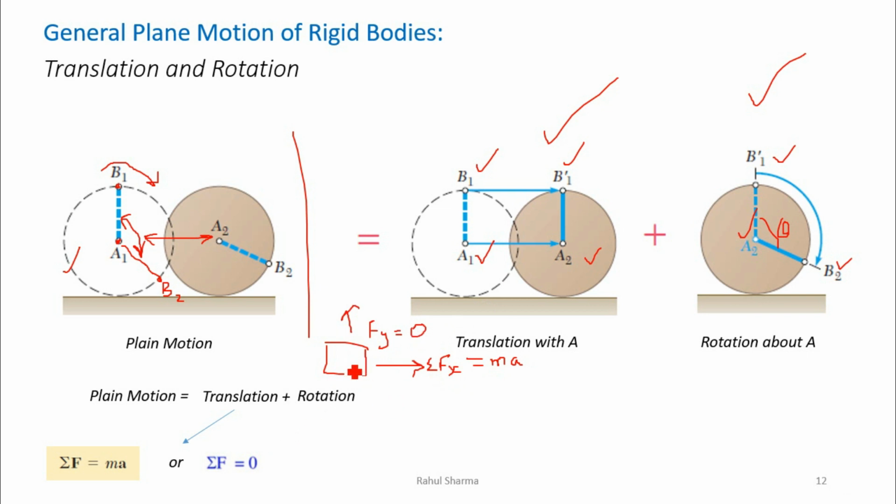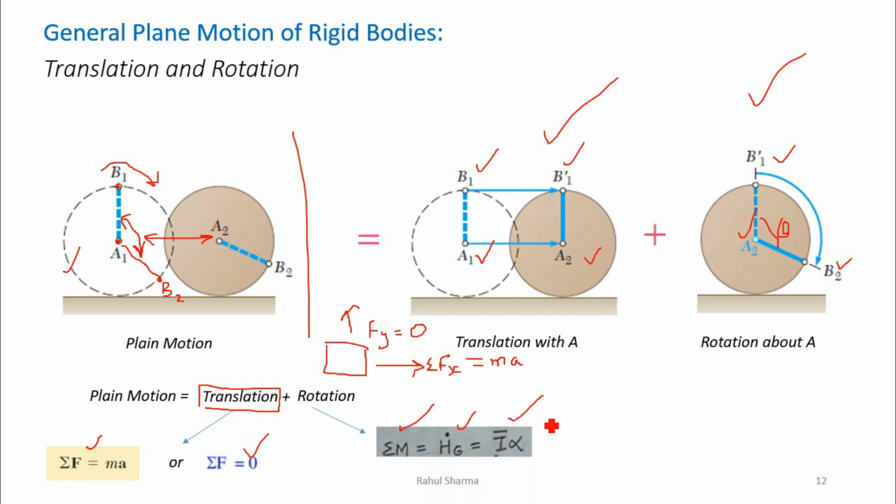So it depends in which direction the object is moving. If the object is moving in the vertical direction, then Fy will be ma and Fx will be 0. Both can be applied, but it depends on the effective force. If this is the effective force, Fx will be ma, or if this is the effective force, Fy will be ma. So this is the equation with which we can find out the translation motion. And for rotation we use this equation: summation M is equal to H dot G, which is equal to I bar alpha.